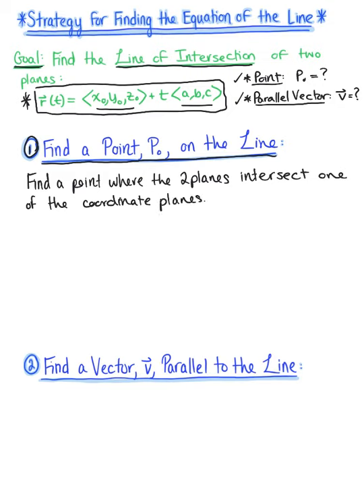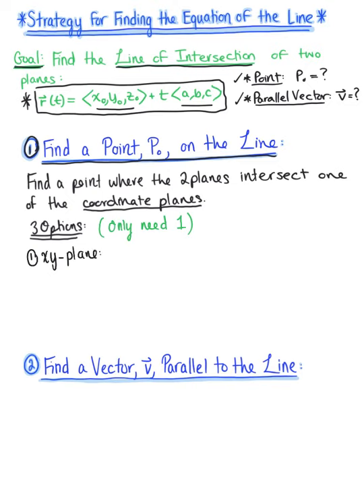And you may be thinking to yourself, well, coordinate planes, aren't there 3 options? You're absolutely right. There's always going to be 3 options to choose from. You only need to pick one, but I want you to keep in mind all 3 options because oftentimes one will be easier than the others. So here we go, your 3 options. The first option is to find the ordered triplet where the two planes intersect the xy plane.